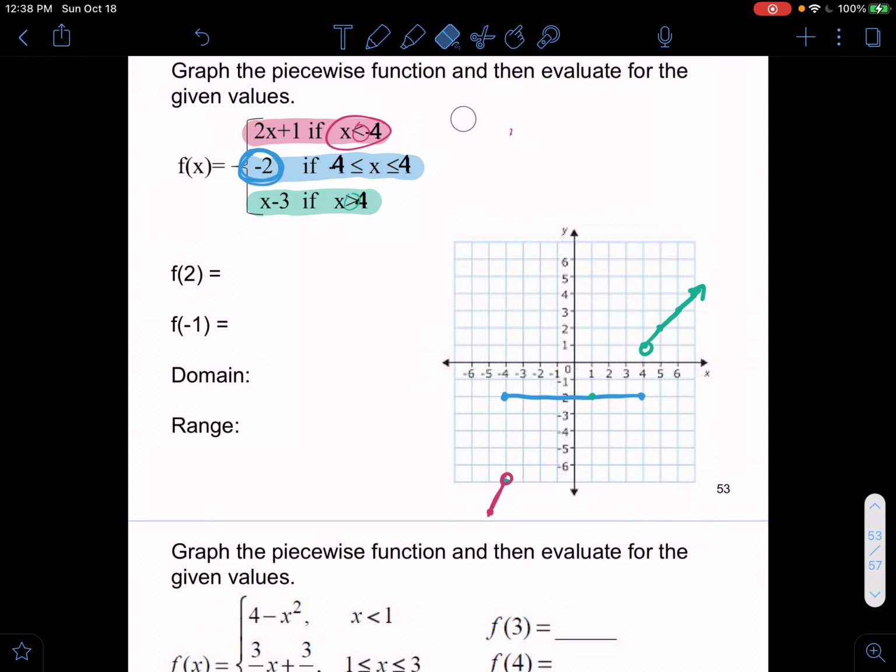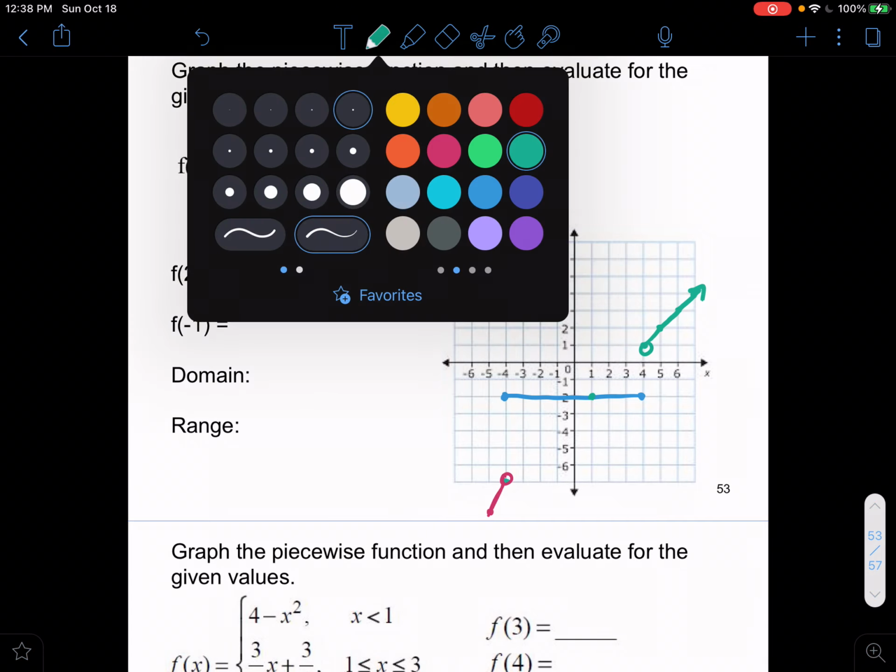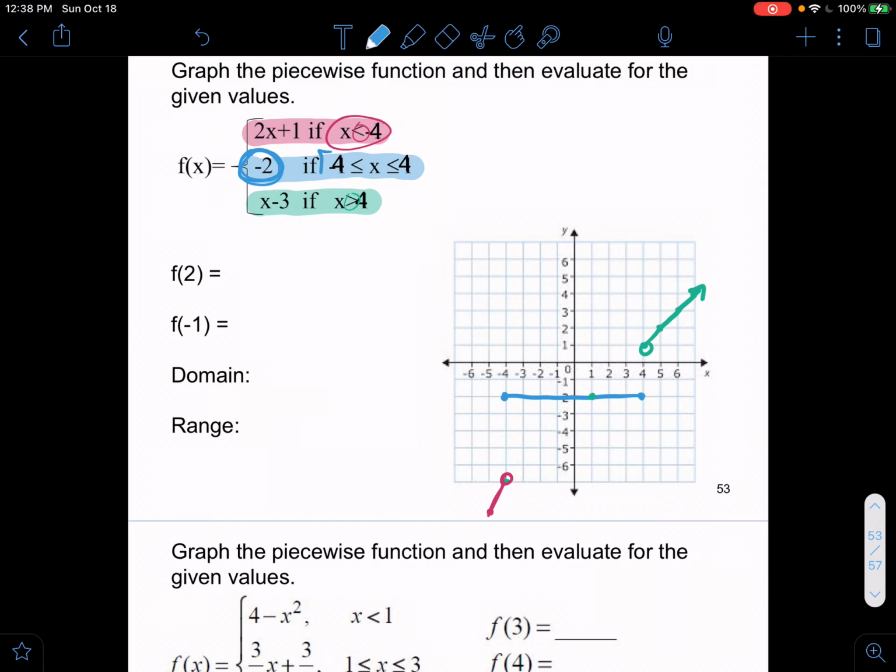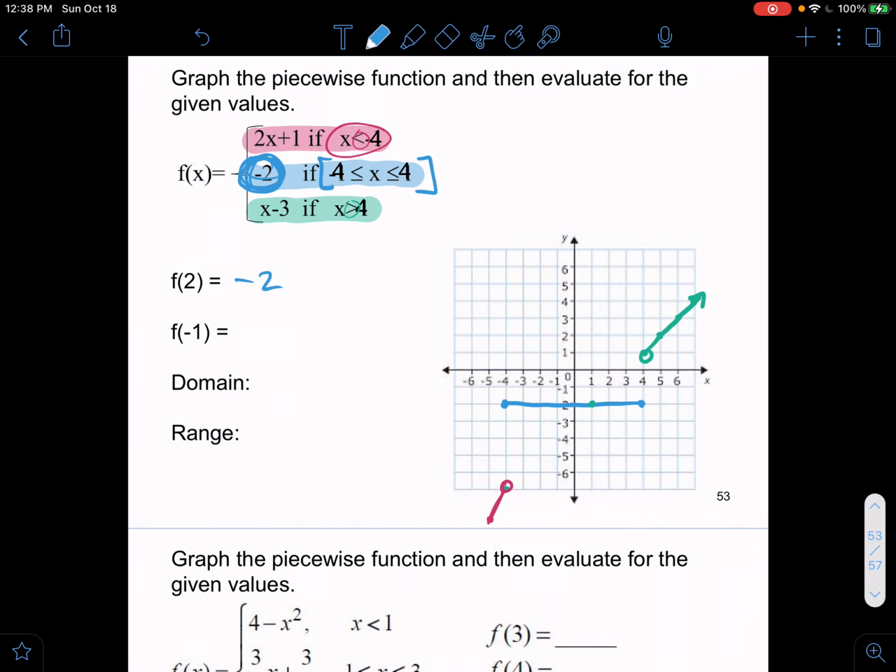Now, at this point, we need to identify what would be the output value at f of 2. So since 2 is between -4 and +4, this would give us an output value of -2. And at -1, if I wanted to check -1, again, -1 also is still in that same range right there. So the output value at -1 would still be a -2.